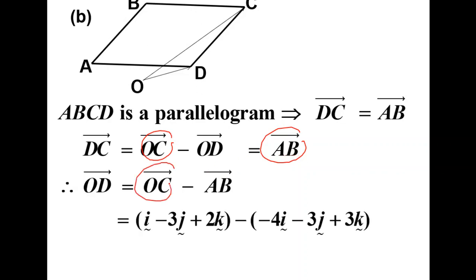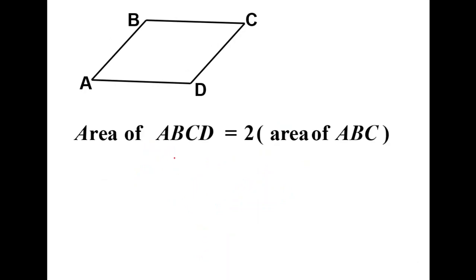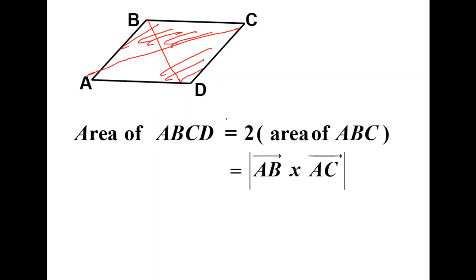Then position vector OC is I minus 3J plus 2K, minus vector AB. Then the answer is 5I minus K. This is the position vector. And to find the area of the parallelogram ABCD, it is actually twice the area of ABC, times 2, and the answer is 2 times root 67 unit squared.